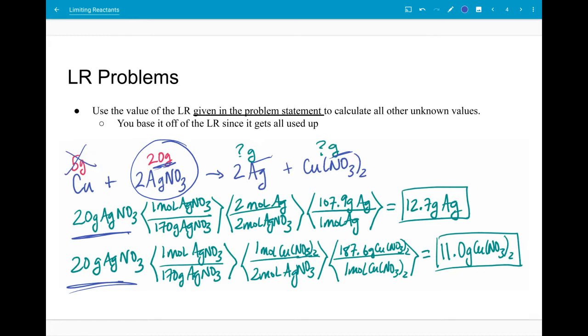Okay, so we're going to take 20 grams of silver nitrate, convert it to moles, use our mole-to-mole ratio, and then moles back to grams, and then we find the 12.7 grams of silver. Just a reminder, the circled ones are molar masses, and this comes from your balanced chemical reaction. And that's the same idea for the other compound. So we have 20 grams silver nitrate, convert to moles, moles of copper 2 nitrate to copper 2 in mass, and we found it to be 11 grams.